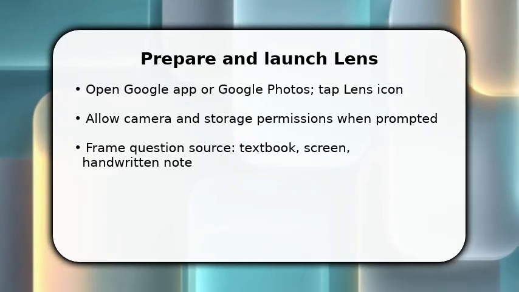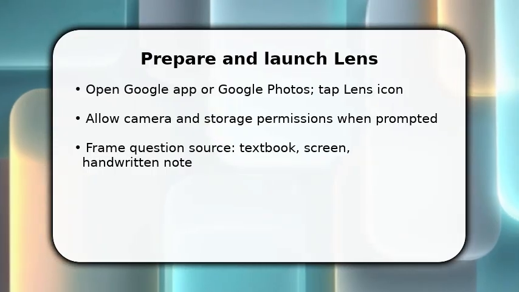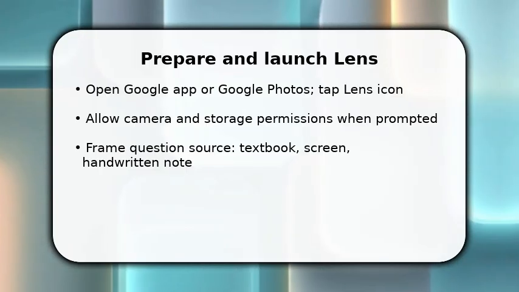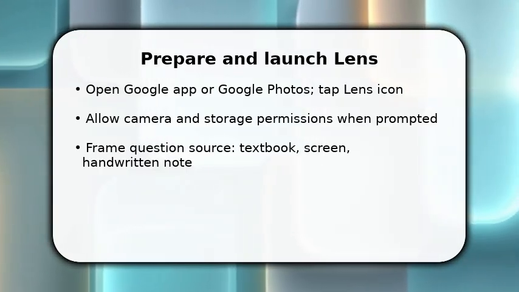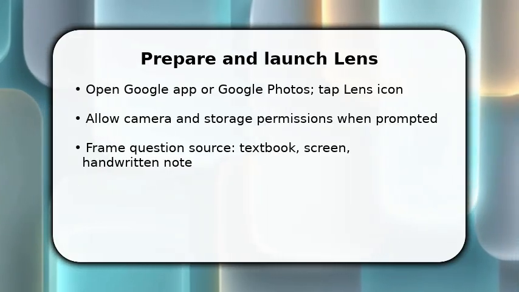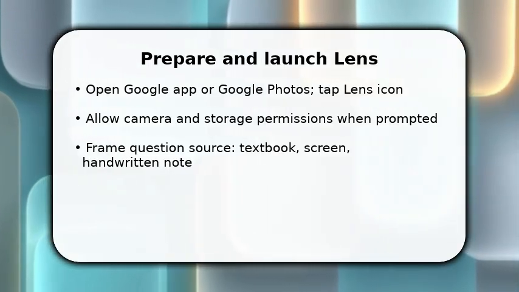You start by opening Google Lens inside the Google app or Google Photos. Make sure camera and storage permissions are enabled so Lens can analyze content. Hold the phone steady and position the item in the center of the viewfinder. Text should fill about half the frame for accuracy.